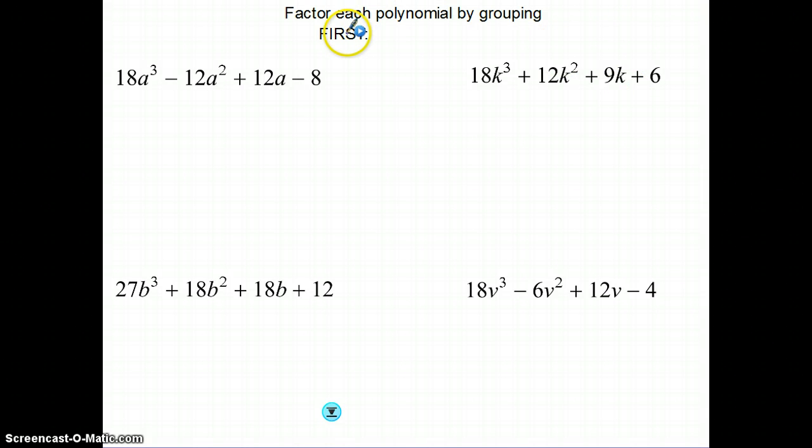We're going to go ahead and continue our process of factoring each polynomial by grouping. However, first, we're going to have to factor out our greatest common factor. On the last slide, none of those examples had a greatest common factor. However, these ones will. So looking at 18, 12, 12, and 8, these all do have a greatest common factor of 2. So I'm going to factor that out, and I'm left with 9a to the third minus 6a to the second plus 6a minus 4.